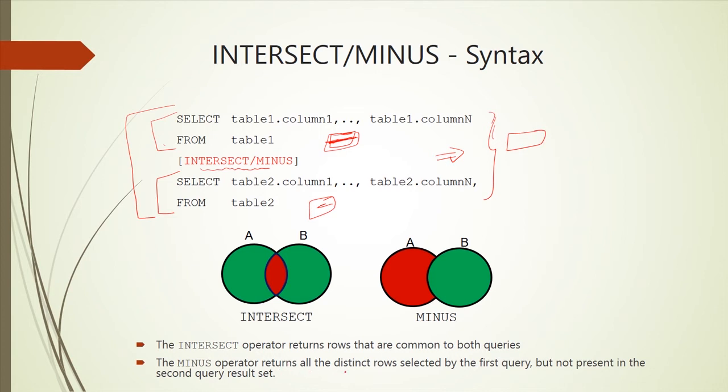The minus set operator returns distinct rows selected by the first query but not present in the second query. All rows returned by the first query and not existing in the rows returned by the second query will be returned by the compound query where the minus set operator is used. Also here in the minus operator, all duplicates will be removed. All duplicate rows will be removed in minus, intersect, and union, except for union all.